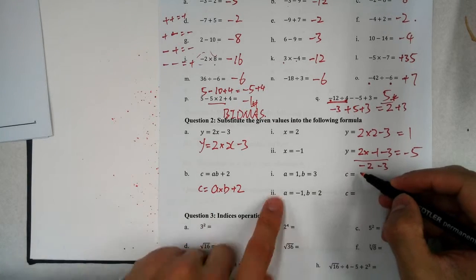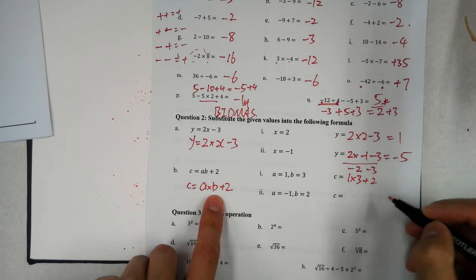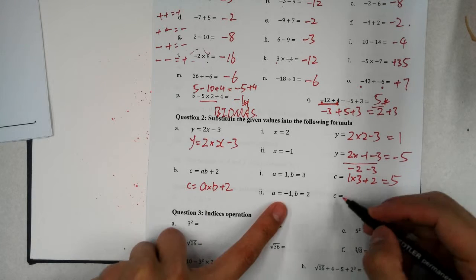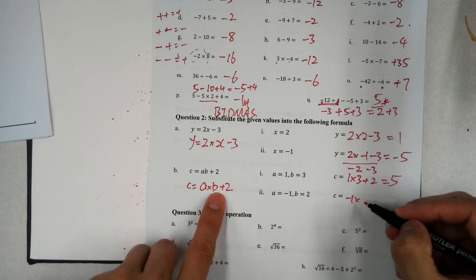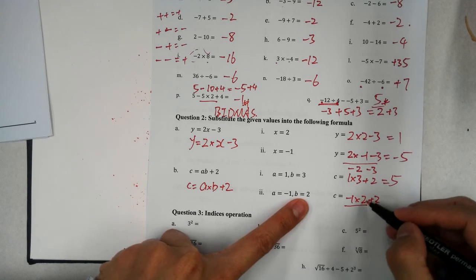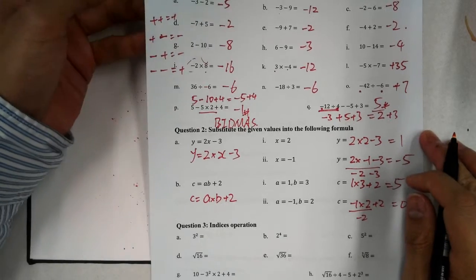A is 1 times B is 3, and then plus 2. So 1 times 3 is 3, plus 2 is 5. For C, A is negative 1 times B is 2, times 2 plus 2. So negative 1 times 2 is negative 2, plus 2 is 0. So the answer for the second one would be 0.